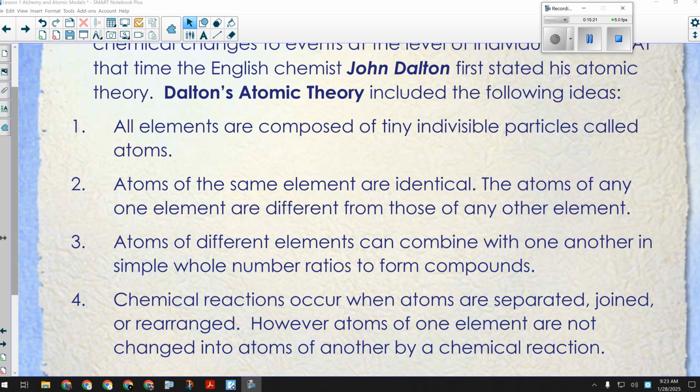Okay, atoms of the same element are identical. That is effectively true. It's not 100% true. It's effectively true. Every carbon atom, for example, will have 6 protons and 6 electrons.